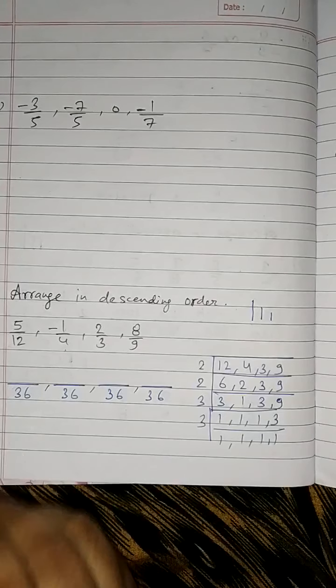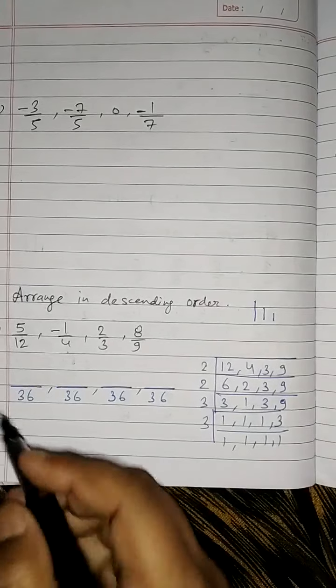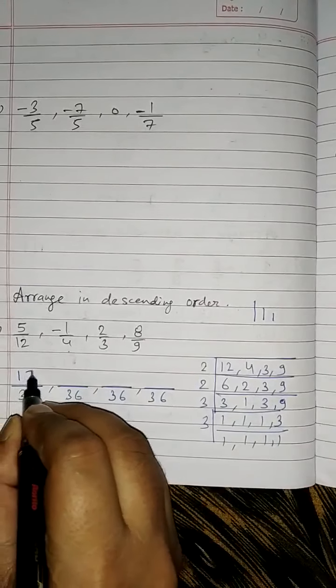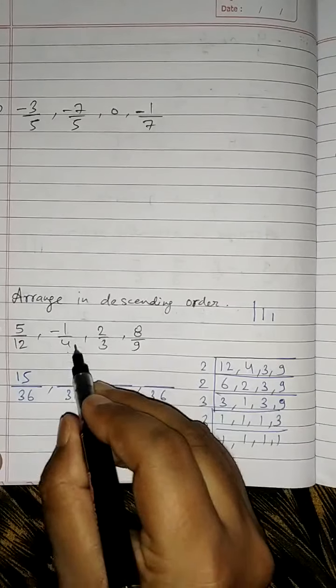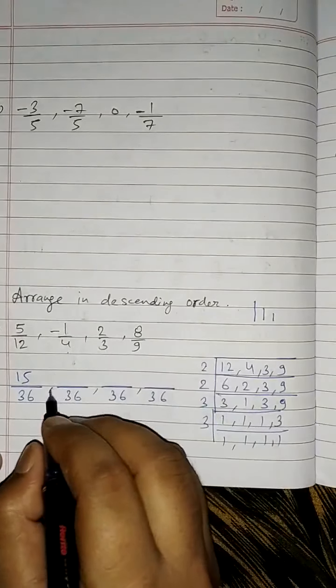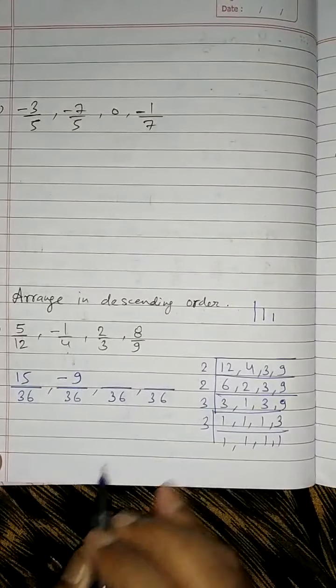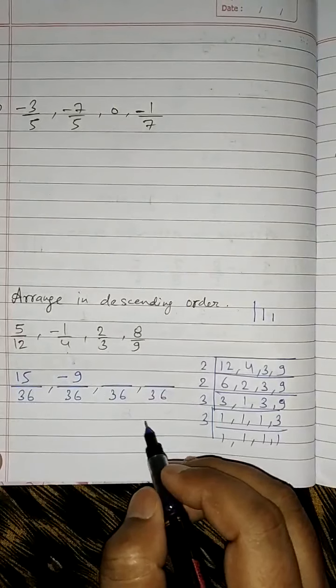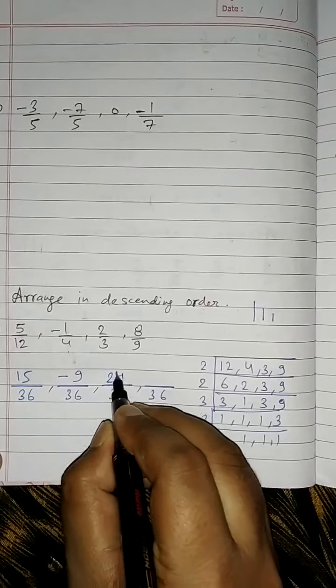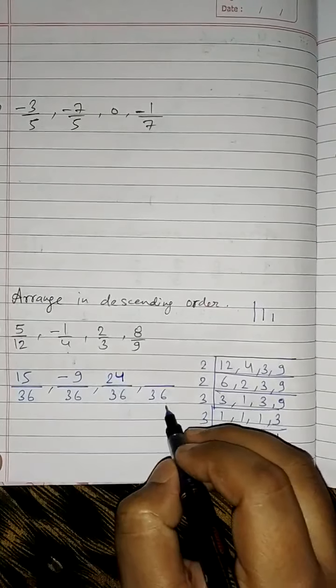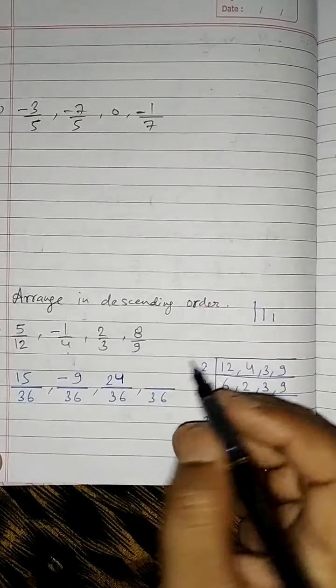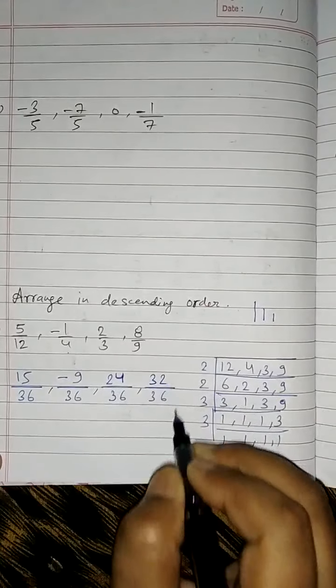Now 36 divided by 12 is 3. 3 5s are 15. 36 divided by 4 gives you 9, and 9 1s is 9. 36 divided by 3 is 12, and 12 2s are 24. 36 divided by 9 is 4, and 4 8s are 32.